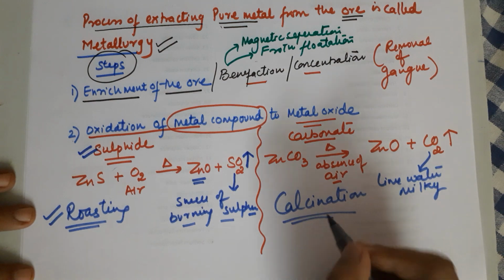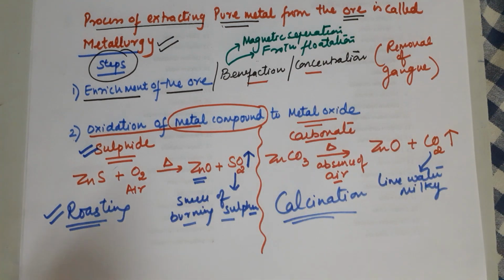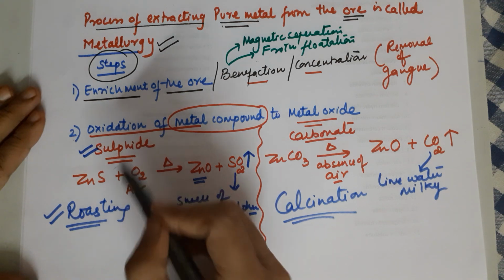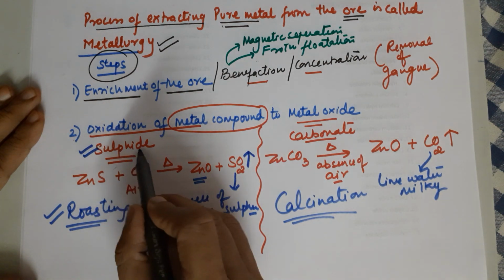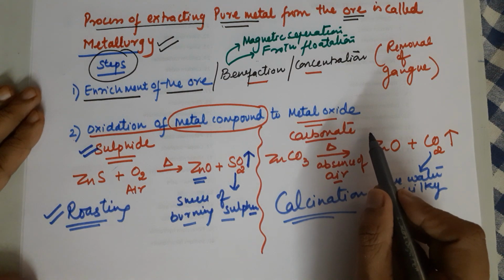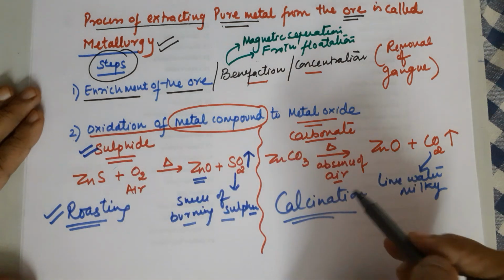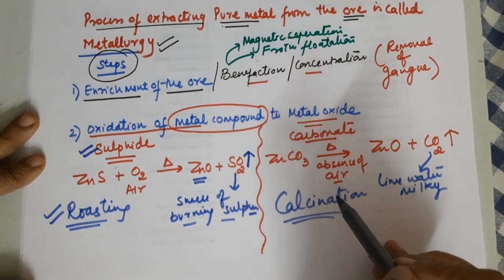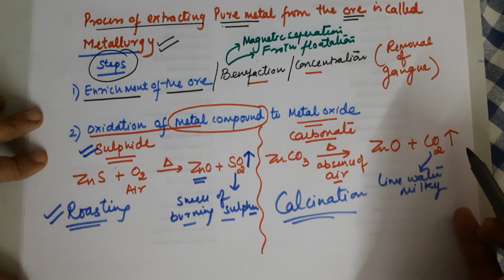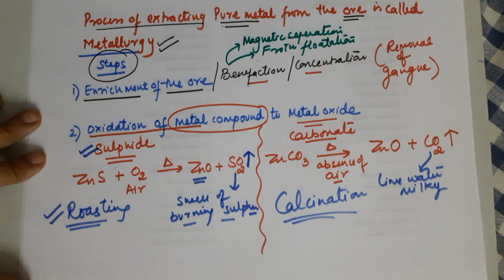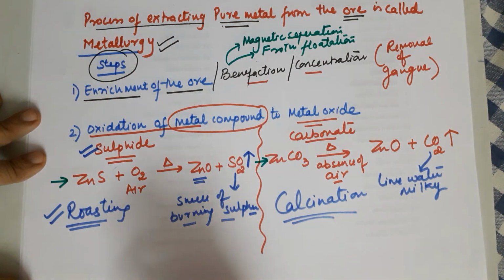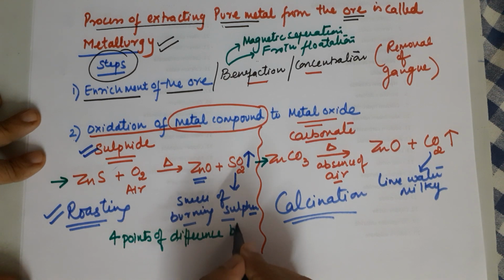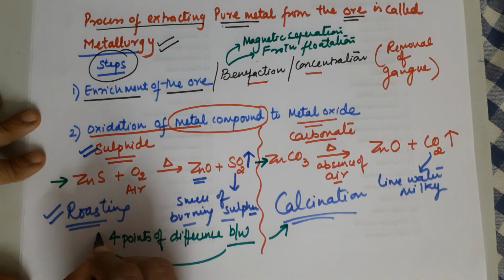This is a commonly asked question, difference between roasting and calcination, and the answer would be roasting and calcination are the step 2, that is when you convert your metal compound into oxide by either roasting or calcination. Roasting is applicable to sulfide ores, calcination is applicable to carbonate ores. That's point number 1. Roasting requires heating in the presence of air, calcination requires heating in the absence of air. That's the second difference. During roasting, the byproduct gas is SO2, while during calcination, the byproduct gas is CO2. That is the third difference. And fourth point, I would advise that you give the chemical equation. Fine. So you should know 4 points of difference between roasting and calcination. Fine.